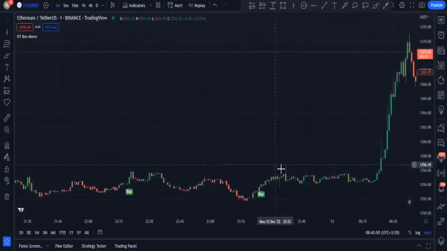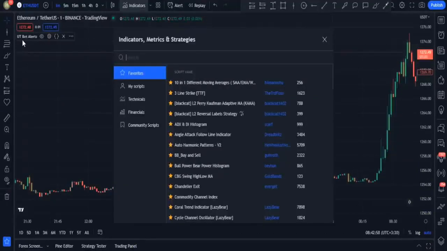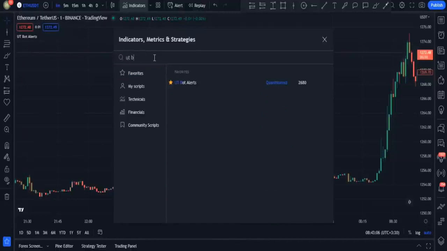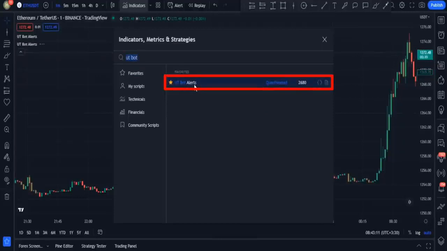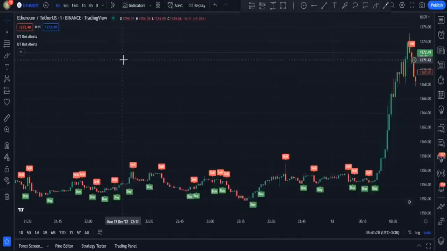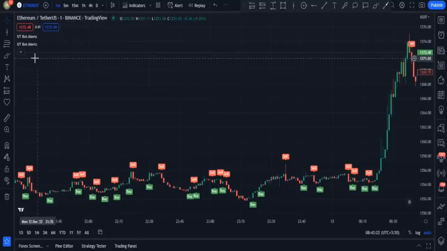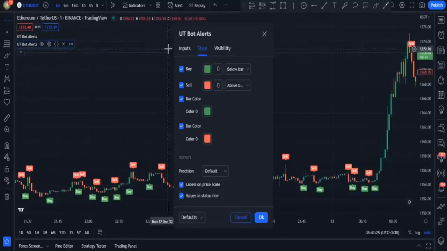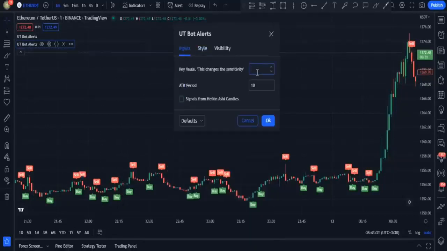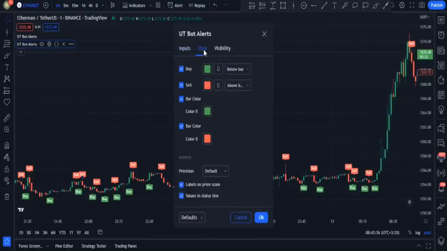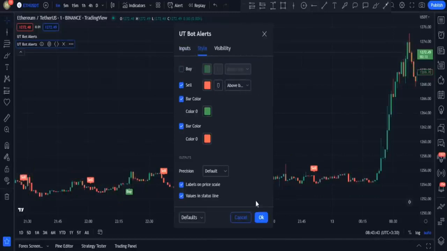Now let's add the sell signals to our charts as well. So I open the Indicators tab again and add a second UTBot alerts indicator to my chart. I search UTBot again and add this indicator to my chart for a second time. To apply the sell adjustment to this indicator, I open its settings. And in Inputs, I set the key value to 6 and the ATR period to 1. Next, up in the Style tab, I disable the buy option so that it shows us only sell signals.